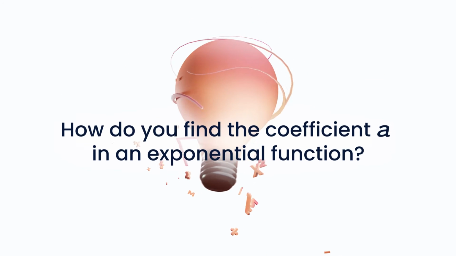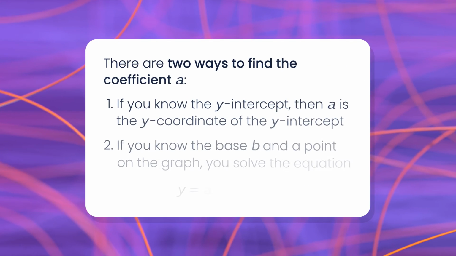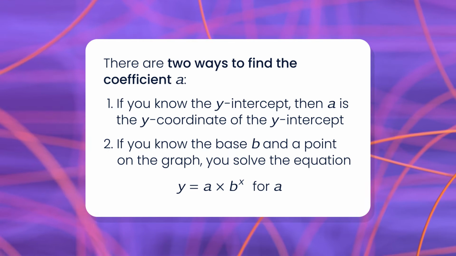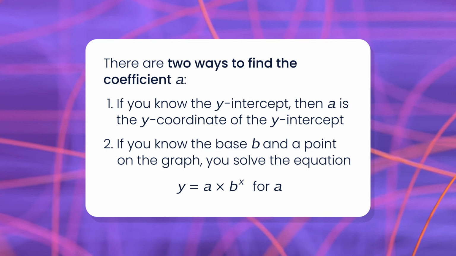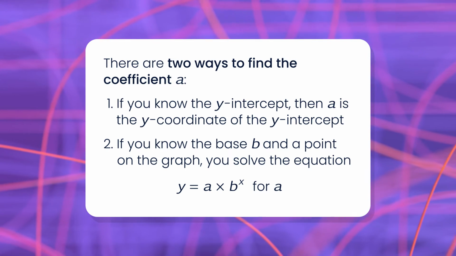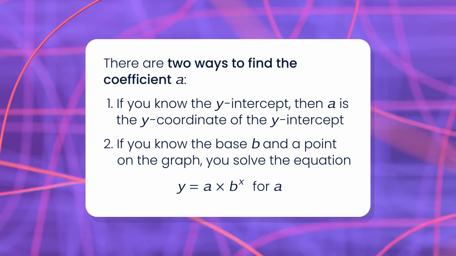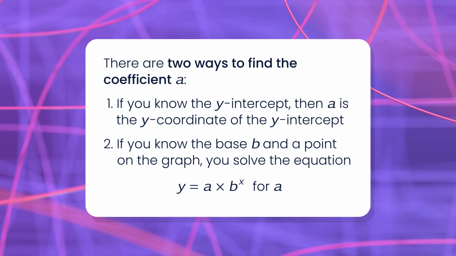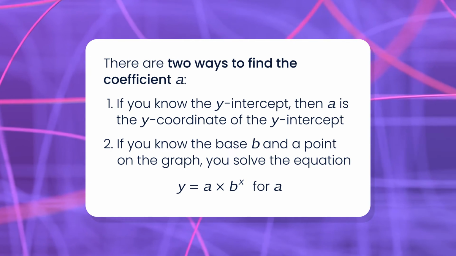How do you find the coefficient a in an exponential function? There are two ways to find the coefficient a. 1. If you know the y-intercept, then a is the y-coordinate of the y-intercept. 2. If you know the base b and a point on the graph, you can solve the equation y equals a times b to the power of x for a.